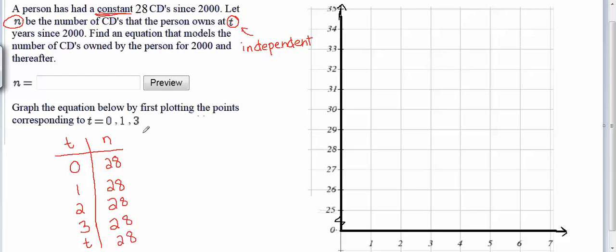So when we think about writing an equation here, n equals what? As I look at all those n's, t doesn't show up anywhere. We could just say n is equal to 28.